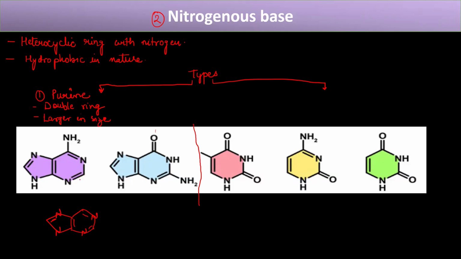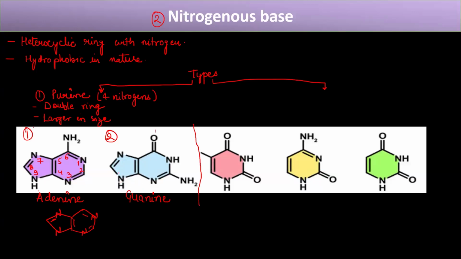Now, if we see the numbering, in the case of purine, the numbering starts from this nitrogen. This is 1, this is the second position, this is third, 4th, 5th, 6th, 7th, 8th, and 9th. In this, we can see we have 4 nitrogens. And this purine is further of two types. The first here is the structure of adenine, and the second is guanine.